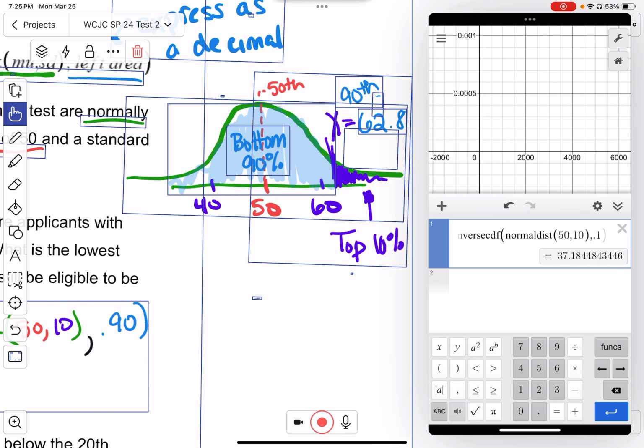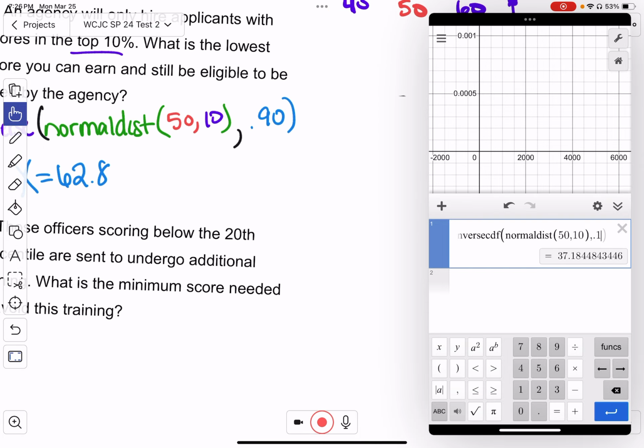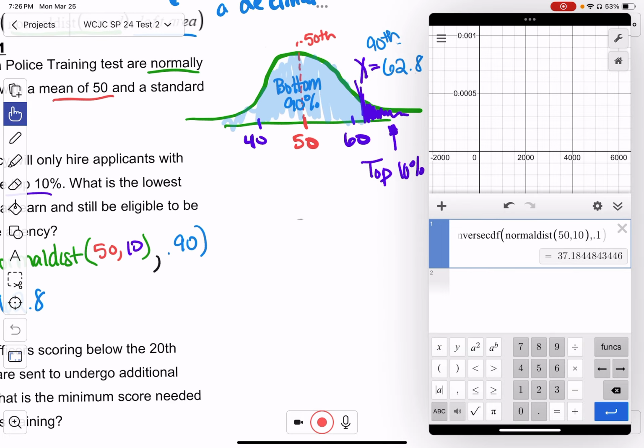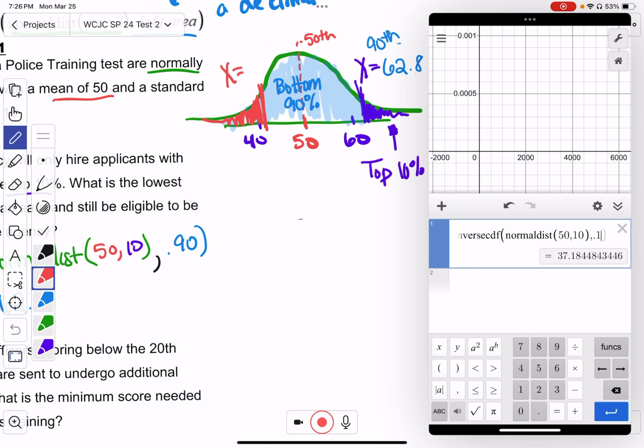Let's look at the next one. Those officers scoring below the 20th percentile are sent to undergo additional training. What is the minimum score needed to avoid this training? So now we're at the 20th percentile. The 20th percentile falls lower than the 50th percentile, so we're somewhere over here on the left-hand side. This is a percentile at or below, so that represents the 20th percentile.